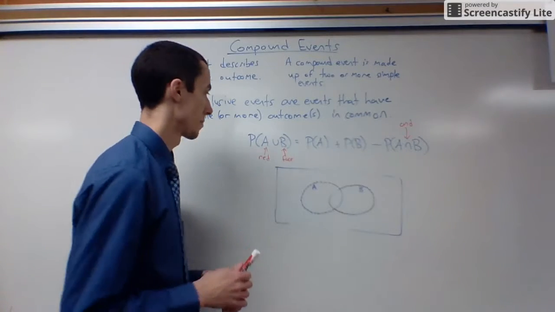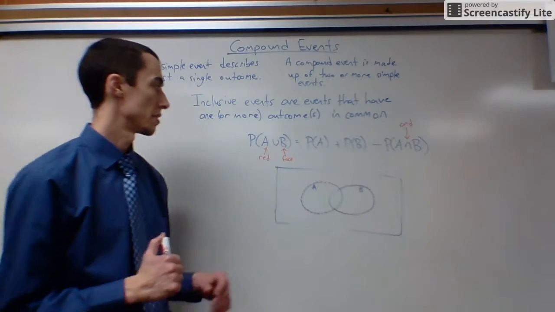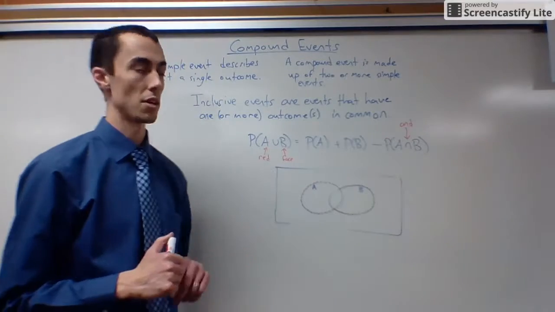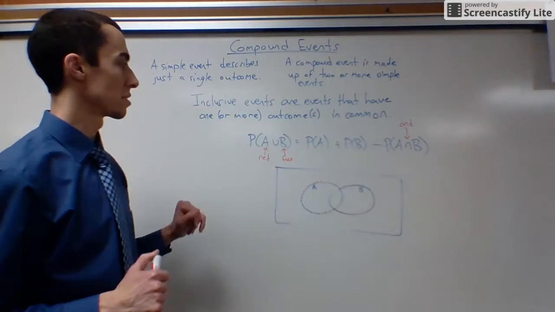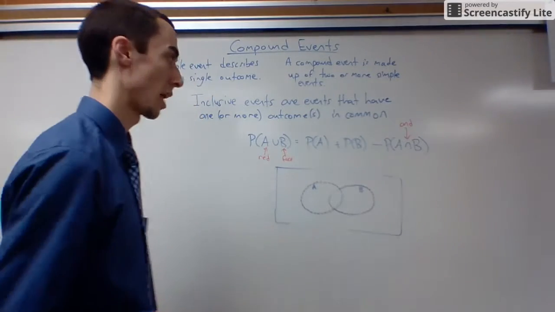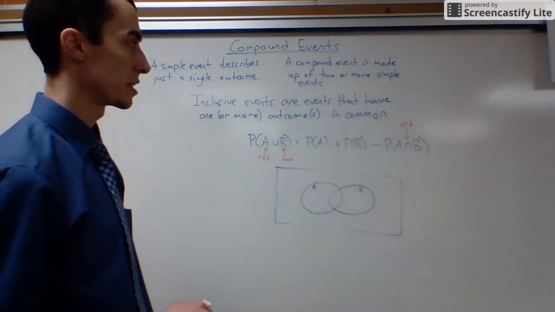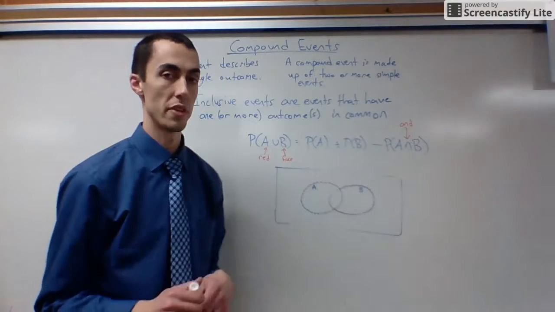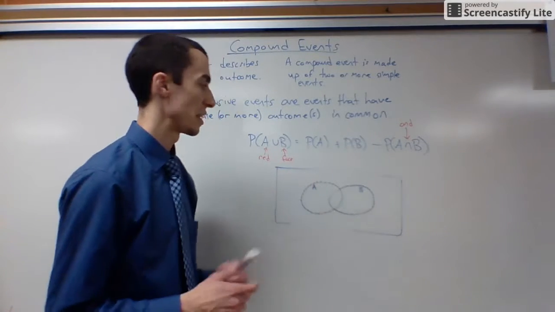All right, next example. We want to find the probability of either drawing a red card or a face card. This is an inclusive event because it's possible to be both a red card and a face card at the same time. All right, so we can either use the formula or use the Venn diagram. Let's do the Venn diagram first.